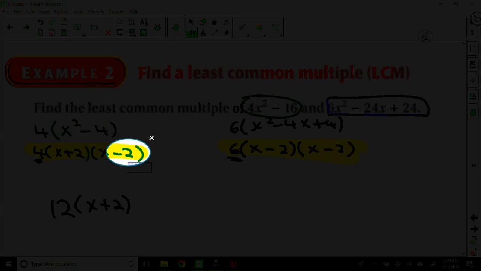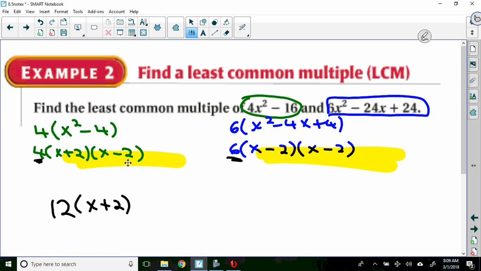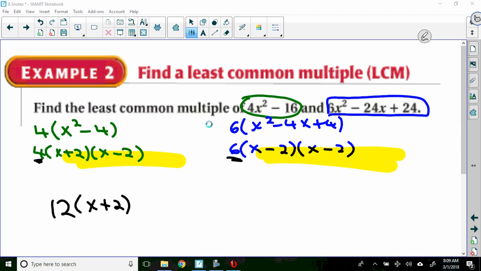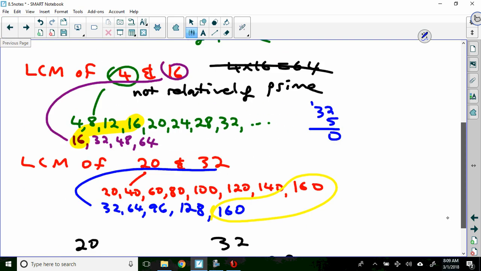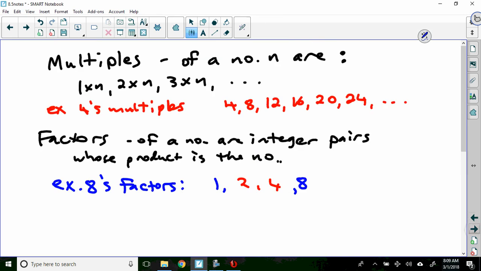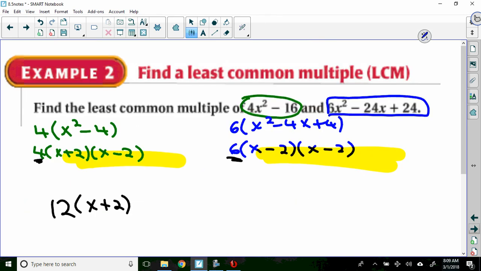If we look over here on this other side, this has x minus 2 twice, doesn't it? We've got to represent what's there. If we go back to that last example with the 32, we had 2 times 2 times 2 times 2 times 2, right? And we had to represent all 5 of them. So in this example, we're going to have that x minus 2 twice.